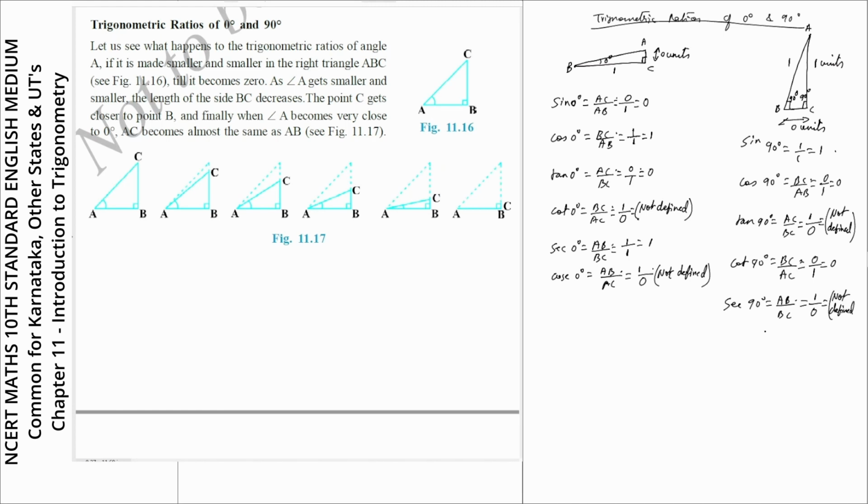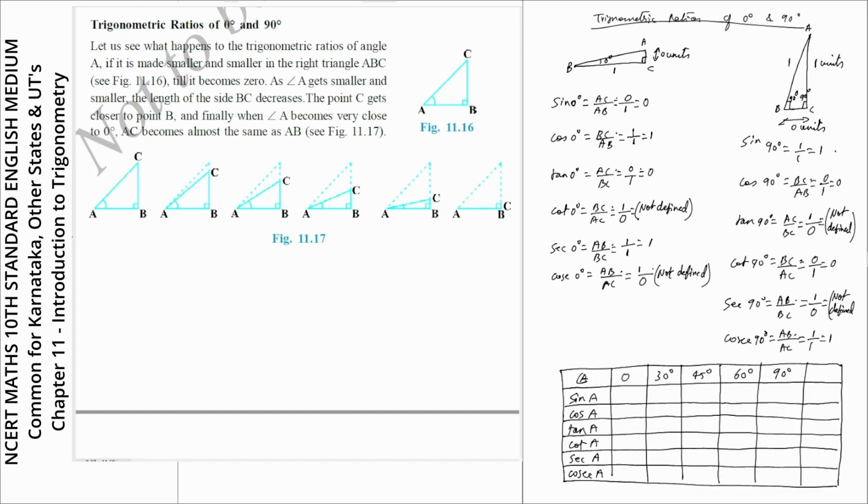And what is cosecant? Cosecant of 90 degree is hypotenuse by opposite, that is AC. So this is equal to 1 by 1. 1 by 1 is equal to 1.